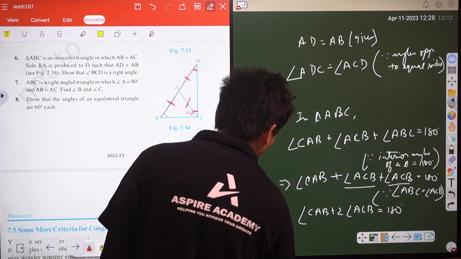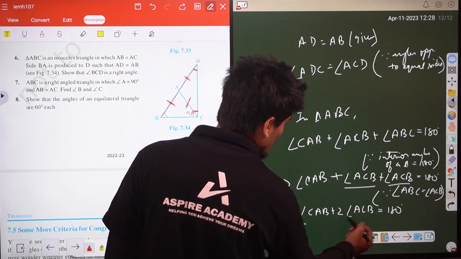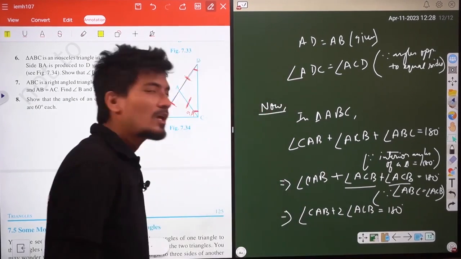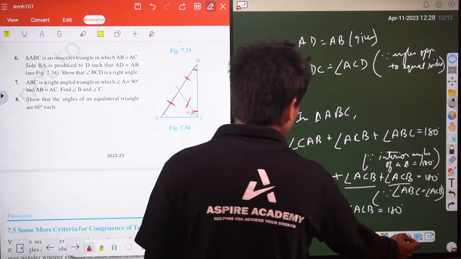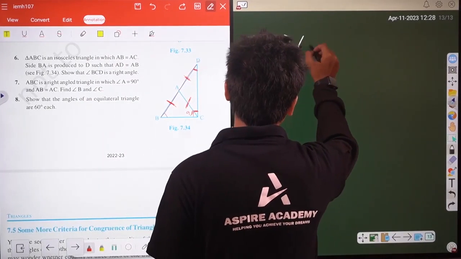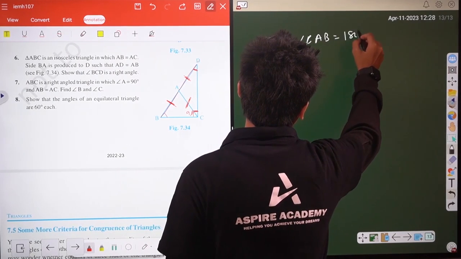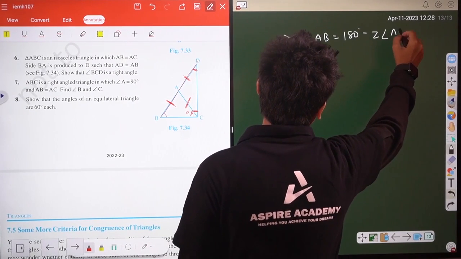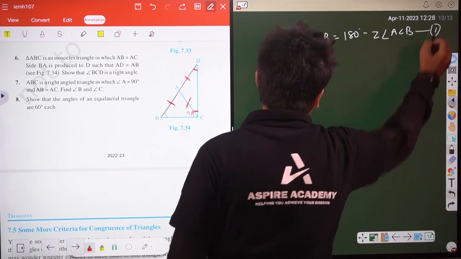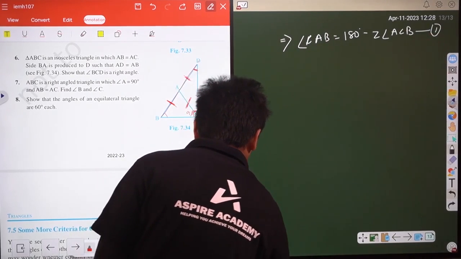So we can write this equation as, if we take this twice ACB to the right hand side, it will be minus twice ACB. So we simplify: angle CAB is equal to 180 degrees minus twice of angle ACB. Let this be equation number 1.